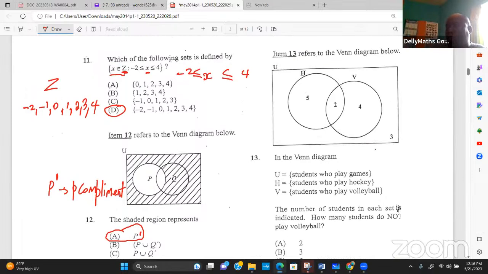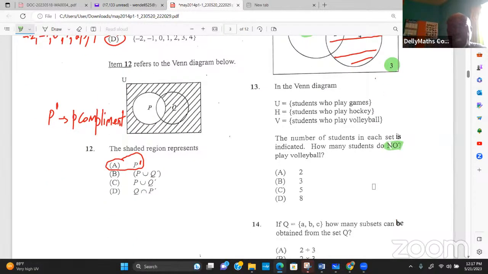So we're talking about those outside of volleyball. So you want to look at this and you want to pick all the numbers outside of this red that I'm marking. So when you look outside of that, you're only seeing two numbers out there, 5 and 3. So the focus is do not play volleyball. Everything outside of volleyball. 5 plus 3 would definitely give us 8, right? 8.